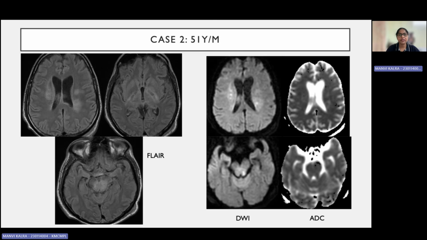Next is a case of a 51-year-old male who came with complaints of knee pain. He was diagnosed with septic arthritis and blood cultures came back positive for melioidosis. He later developed altered mental sensorium, and a contrast MRI was performed that showed intra-axial T2 and FLAIR hyperintensities along bilateral corticospinal tracts, internal capsule, cerebellar peduncles, and brainstem, showing patchy diffusion restriction and subtle post-contrast enhancement. So, possibility of disseminated melioidosis was raised and the patient was started on antibiotics.